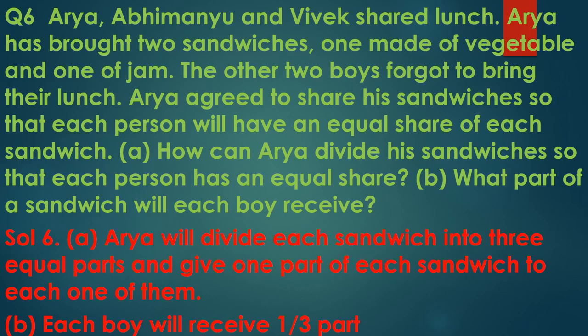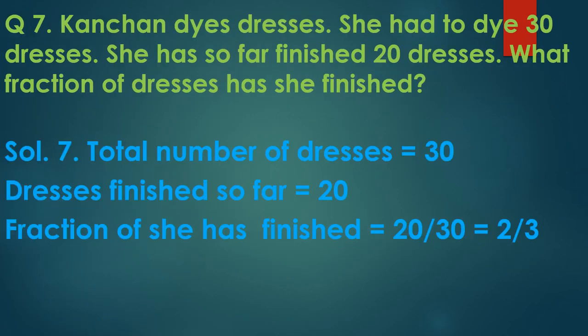They are three friends and only Arya has brought two sandwiches, and he wants to share them with two of his friends. That means three have to eat those sandwiches, and he has two sandwiches. So how will he divide them so that each person can have an equal share? He will divide each sandwich into three equal parts. Then only every friend will get a share.